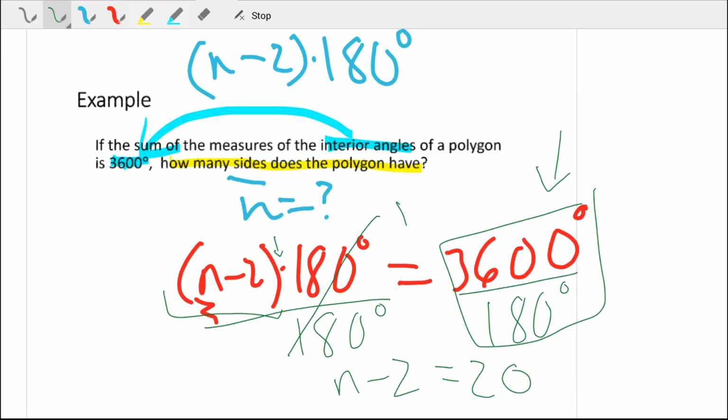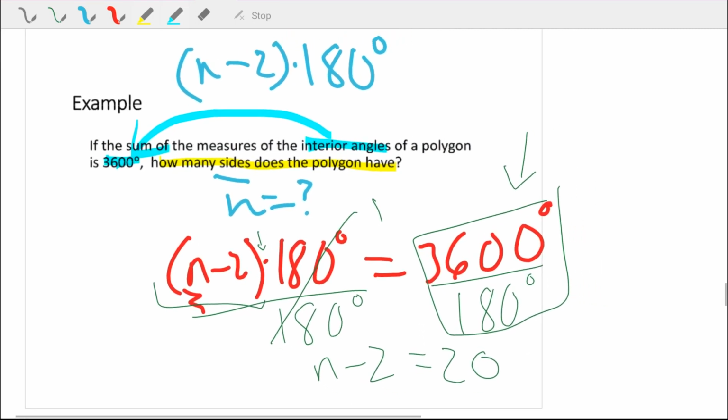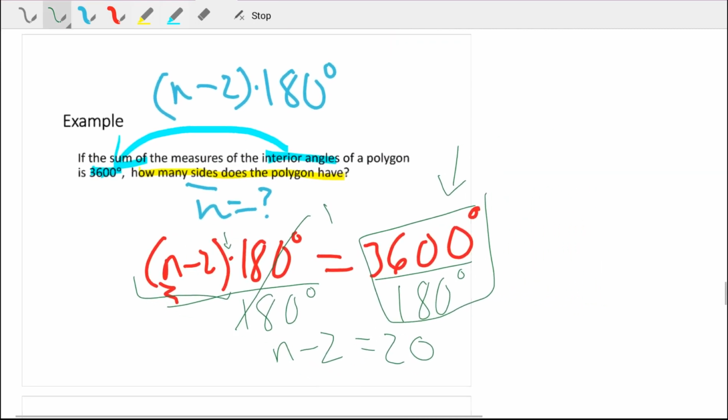So what this means is there are 20 triangles. Now, some of you might stop here and think that's the answer, but it's actually not. 20 represents how many triangles there are, but that doesn't represent how many sides it has. If you recall, there's a pattern. It's either 2 less or 2 more, depending on what direction you're going. Since we have the equation n minus 2 equals 20, I can really just go plus 2, our super procedural way, and we get 22. So that is the answer.